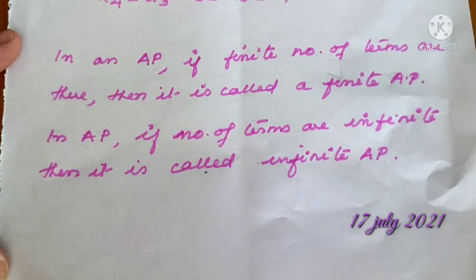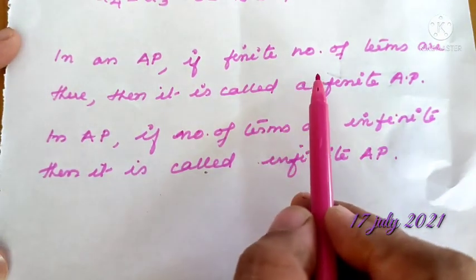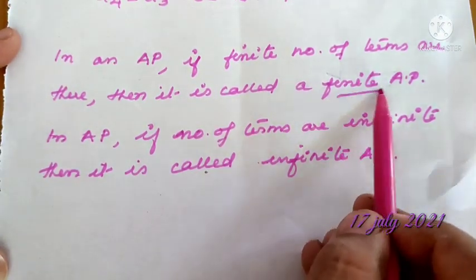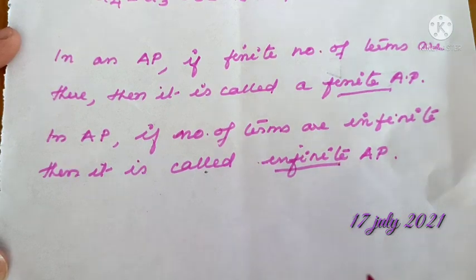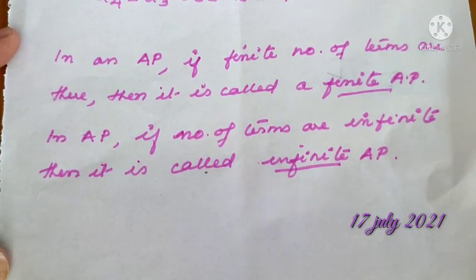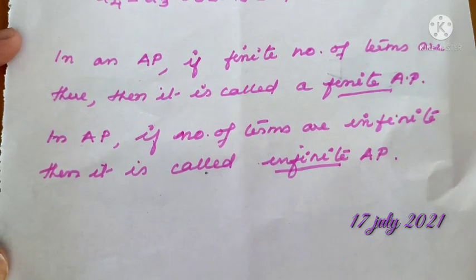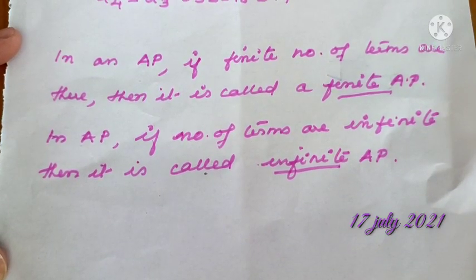In an AP, if a finite number of terms are there, then it is called a finite AP. If the number of terms is infinite, then it is called an infinite AP. Listen all of you, if the number of terms is countable, then it is finite, otherwise infinite. For example, 25 terms would be a finite AP. Infinite AP means it is endless, so the etc. sign will be there. That type of AP is called an infinite AP.